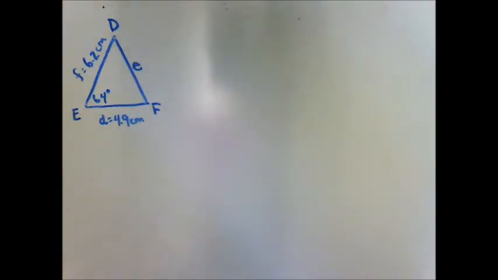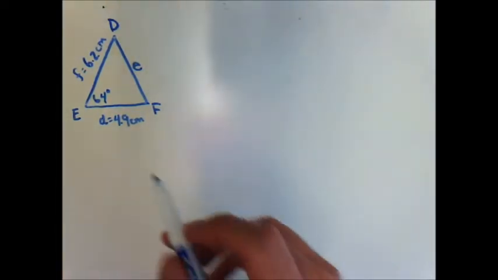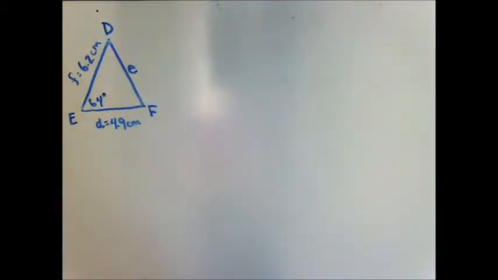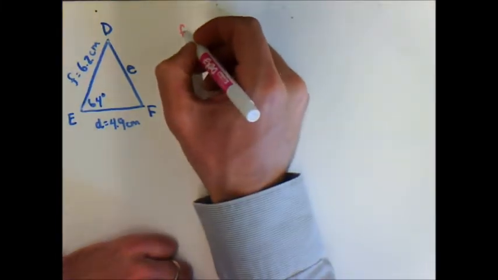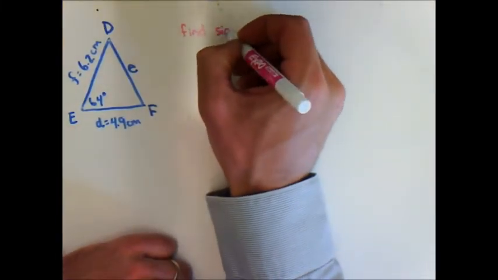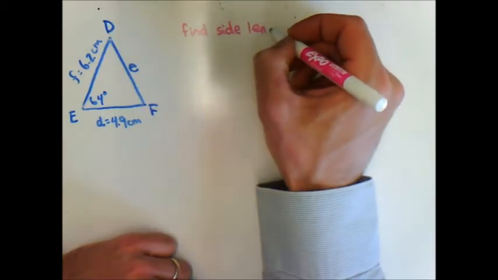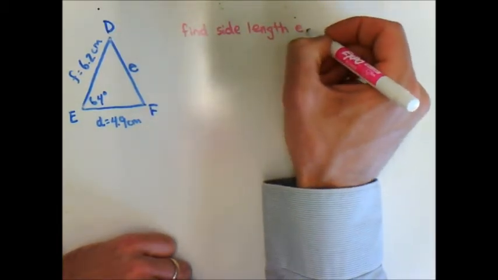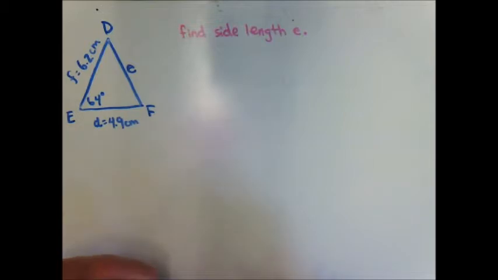What does it mean to solve a triangle? Find all the missing side lengths and angles. Okay? We're going to round our measurements to the nearest degree or the 1/10 of a centimeter if necessary. So we've already drawn our diagram. Why don't we attack side length E first? Okay? So step 1, we're going to find side length E. How are we going to do that?